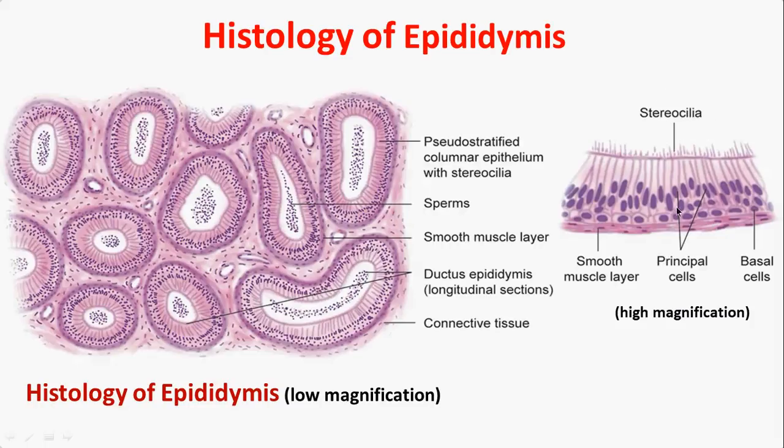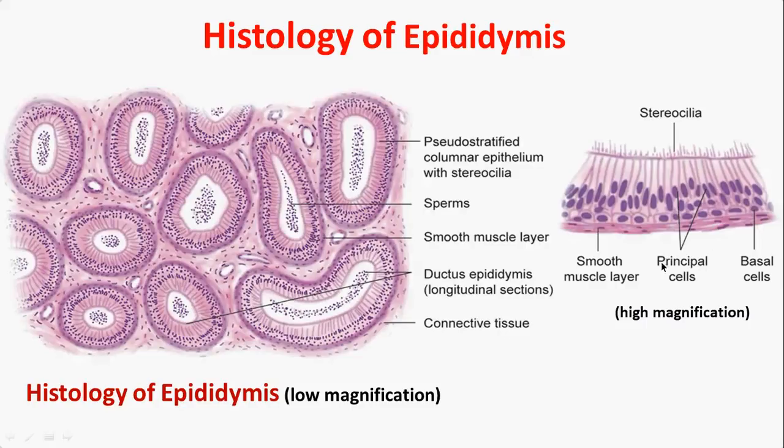These are the principal cells and these are the basal cells, and this is the smooth muscle. Here in the epididymis this is a sperm. This is the smooth muscle layer, and this is the duct system, the ductus epididymis in longitudinal section, and these are all the connective tissue.